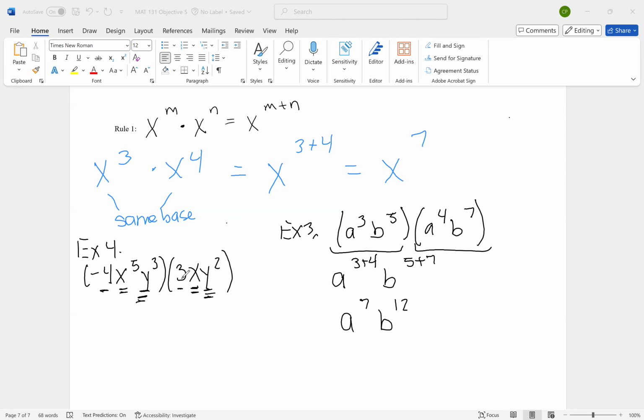So negative 4 times 3 is going to be negative 12. Then we have the x to the 5 plus 1 and the y to the 3 plus 2. So our final answer is going to be negative 12 x to the 6 y to the 5th. Okay? So that is how we do rule number 1.